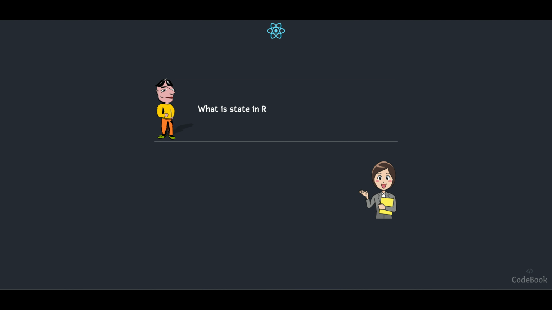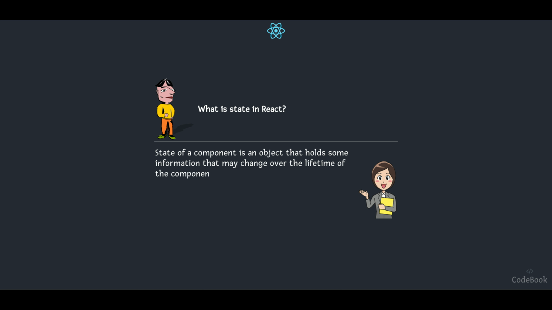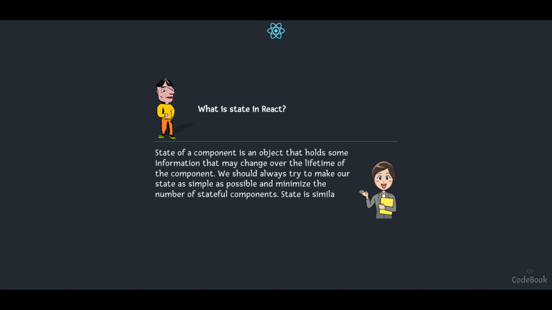What is state in React? State of a component is an object that holds some information that may change over the lifetime of the component. We should always try to make our state as simple as possible and minimize the number of stateful components. State is similar to props, but it is private and fully controlled by the component, i.e., it is not accessible to any component other than the one that owns and sets it.